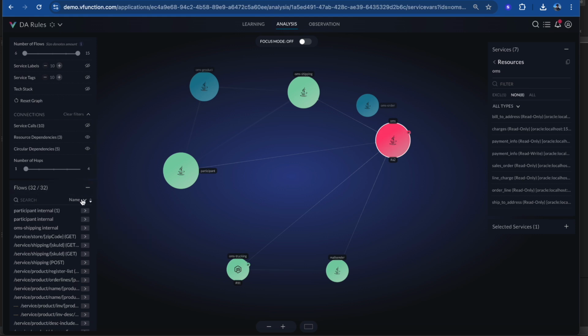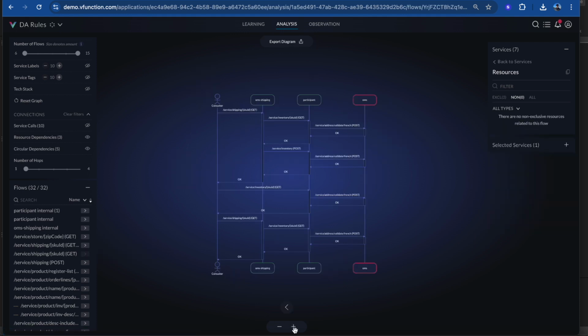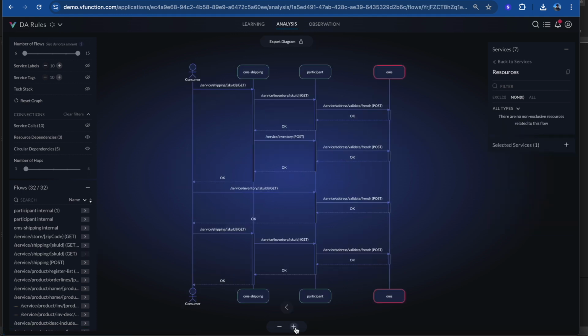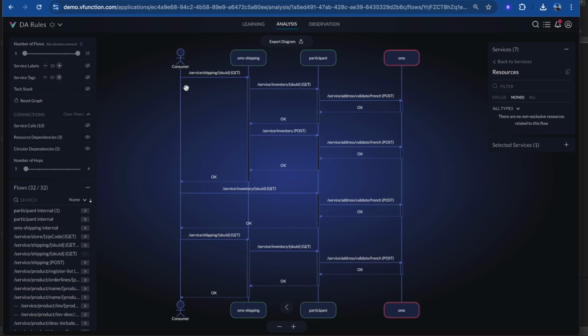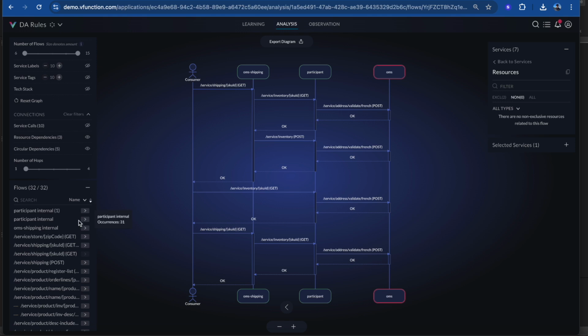And we see that there are 32 flows in this system, and it generates the sequence diagrams for these flows. So, for example, I just clicked on a certain flow, and I can actually see the different API calls and the exact sequence of this flow. And I see the API call calling the ONS shipping service. It's calling the participant service, and then it's calling the ONS service back and forth. These diagrams are all exportable and are generated in real time, based on what the system is observing with OpenTelemetry.